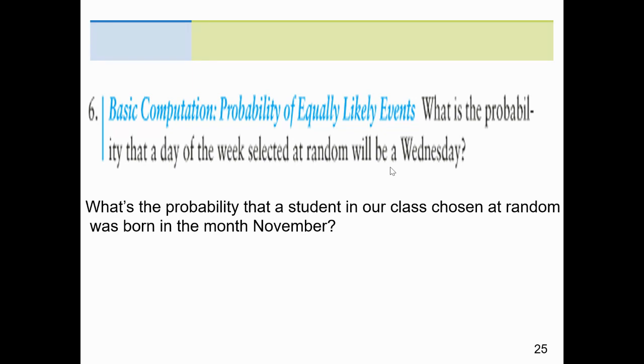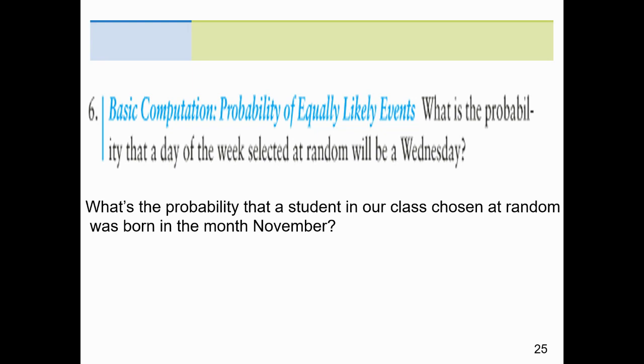Now, this next one suckers people in, all right? What's the probability that a student in our class chosen at random was born in the month of November? When you first start, well, there are 12 months in the year, and November is one of those months, so the probability of a person selected at random being born in November is 1 chance in 12. Well, wrong. The reason it's wrong is that the months are not equally likely. Some months have 30 days, some have 31, and February has 28. They're not equally likely, so you can't say 1 chance in 12.